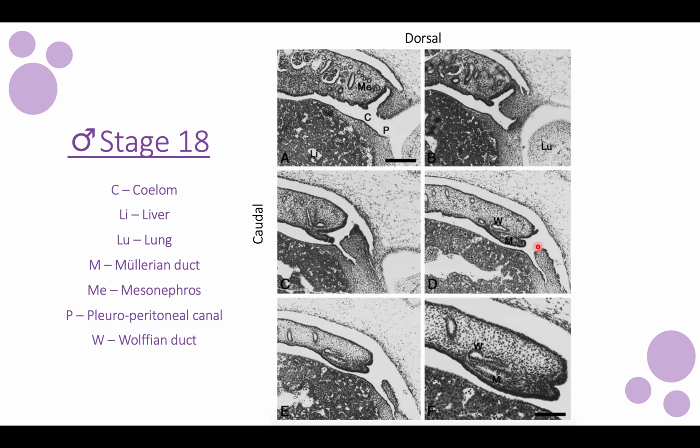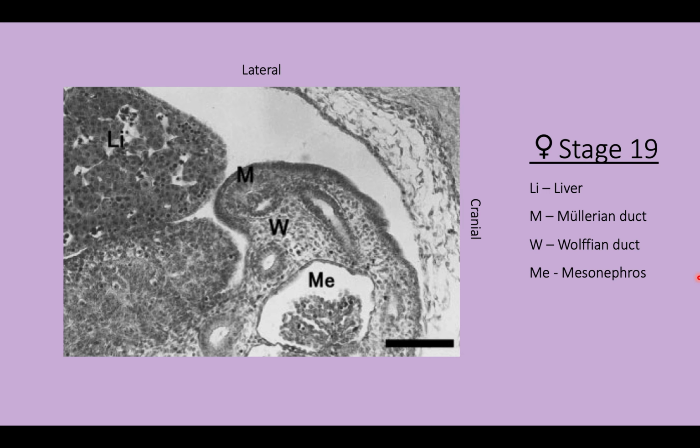This is a transverse section of a stage 19 female embryo at the caudal end of the Mullerian duct, where the scale bar represents 100 microns. Again, we have directional terms and a list of abbreviations provided. In this figure, we can see that the Mullerian duct is within the basement membrane of the Wolffian duct.